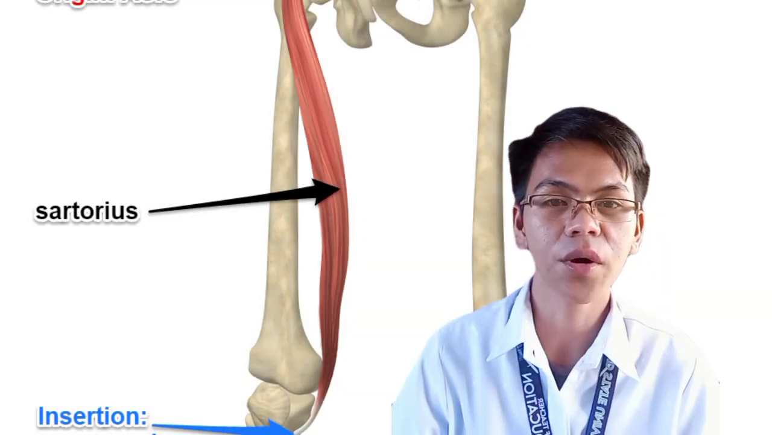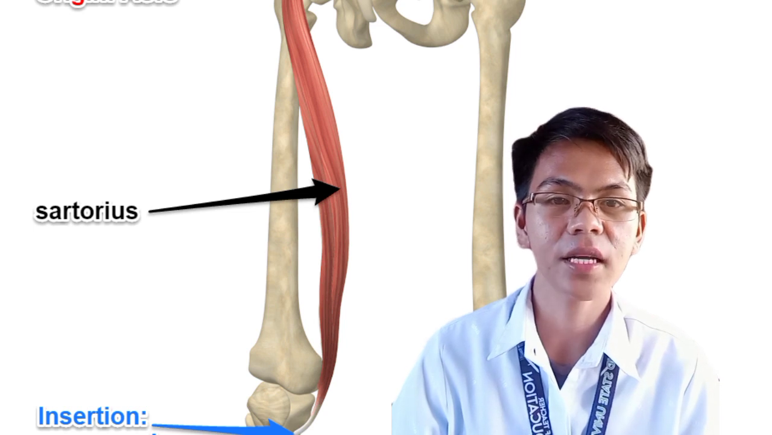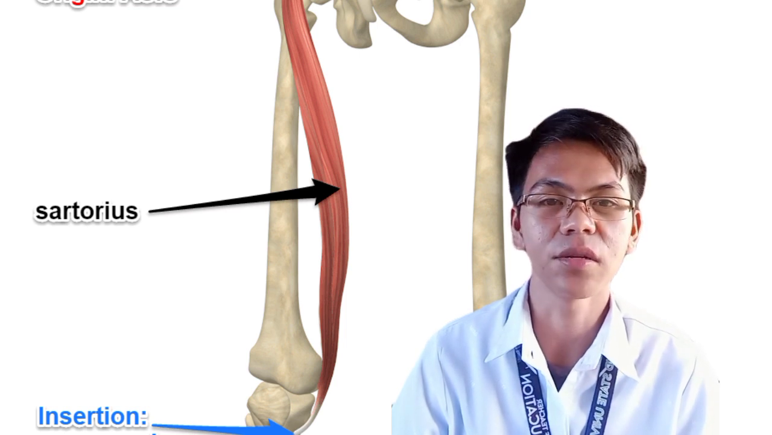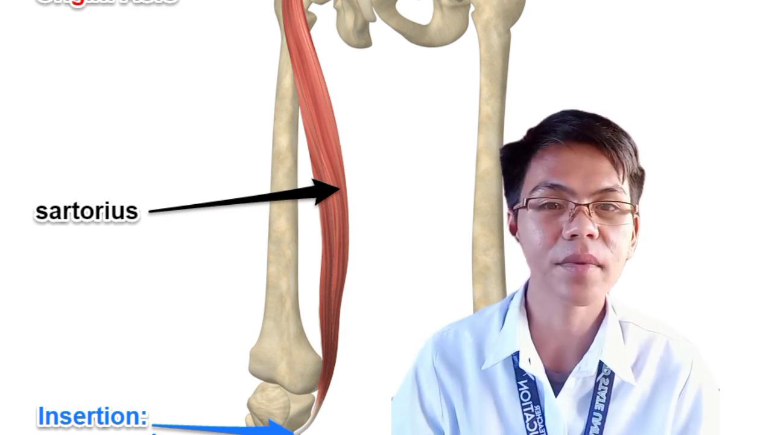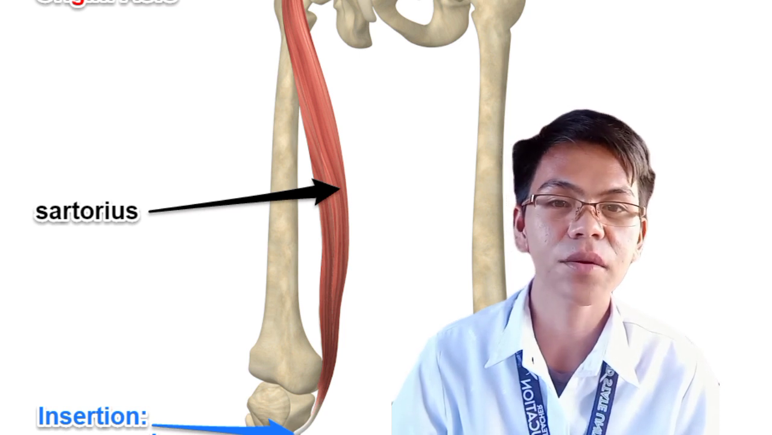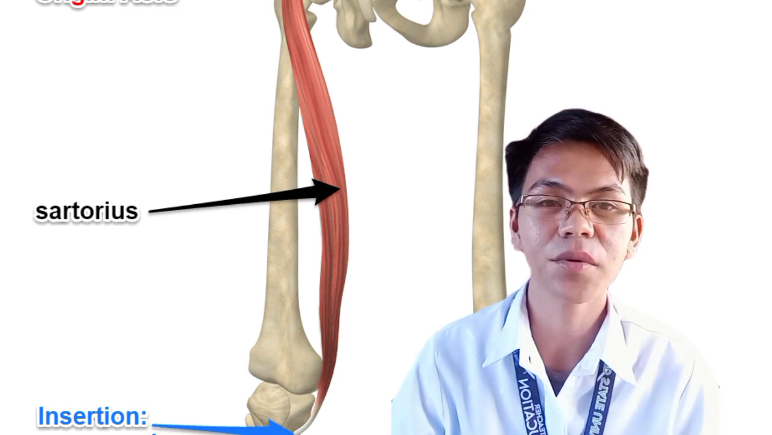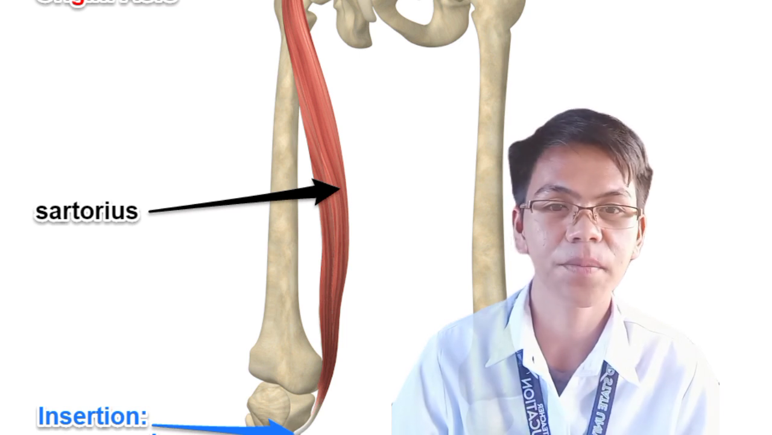Also, sartorius. Actually, it does not have a primary action. However, it helps with a variety of secondary actions. For example, knee flexion and medial rotation, as well as hip flexion, abduction, lateral rotation, and thigh flexion.